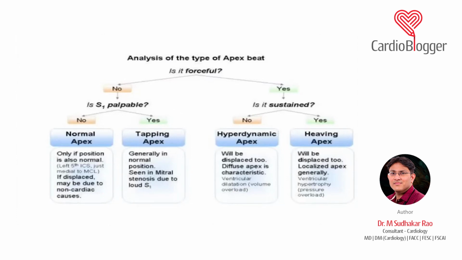So for a normal apex, if it is displaced, we should always think of other conditions like anemia and other non-cardiac causes. And if it is forceful, you should see if it is sustained or not. A forceful and sustained apex is known as a heaving apex, and typical examples are hypertension, AS, coarctation, and hypertrophic cardiomyopathy. And if it is not sustained, it is a typical volume overload like AR, MR, VSD, and PDA. So it should be down and out, and it is usually a localized apex.